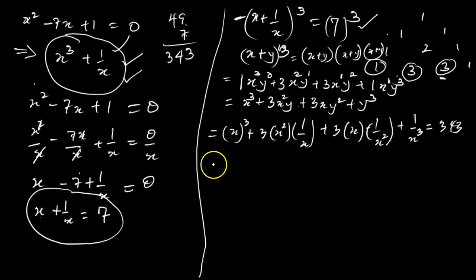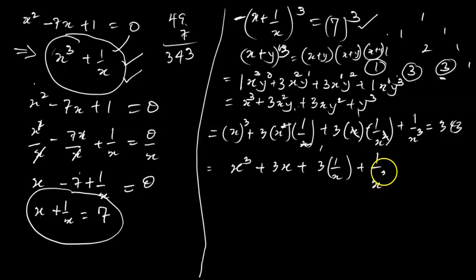Now this is x raised to power 3, already standing on its own. In this, where we are going to, we actually need x raised to power 3. Plus, x squared times 1 over x is x. I have 3x left. Plus 3 times x into 1 over x squared gives 3 into 1 over x, plus 1 over x cubed, equal to 343. So this now implies that, if you look carefully, I have x raised to power 3 here and 1 over x raised to power 3 here.